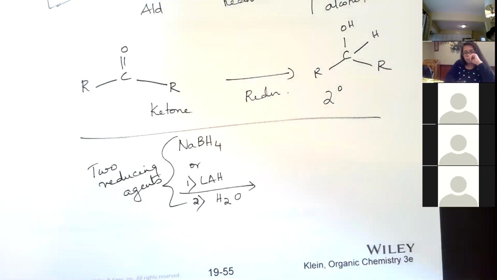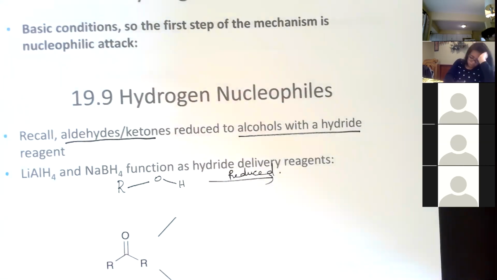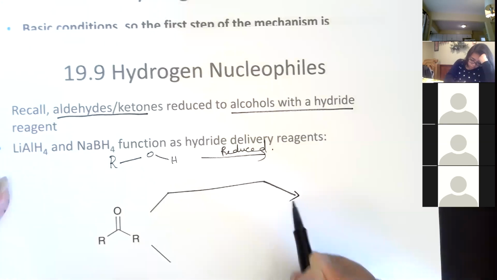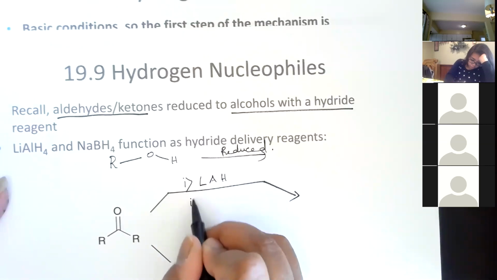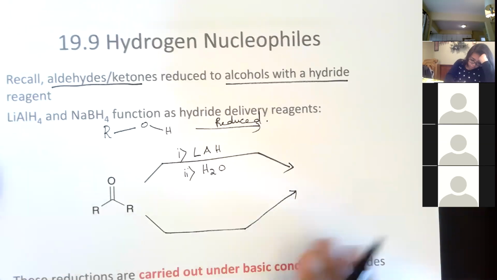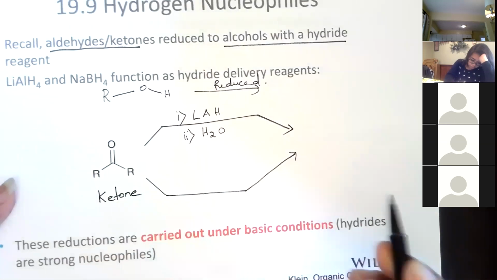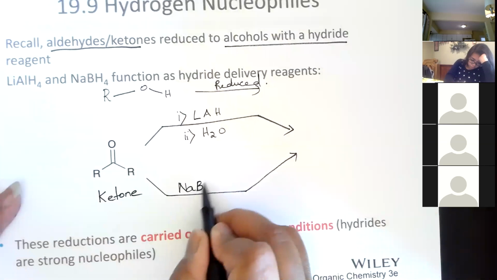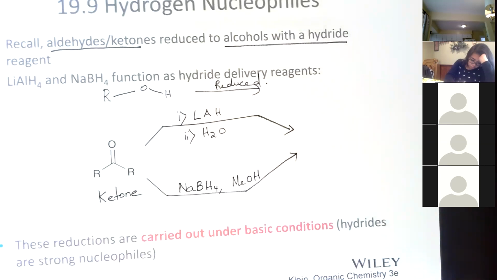I guess that's what you write here. Going back to the slide. This, by the way, is a ketone. With NaBH4, you can use an alcohol along with this. So I think that's what Hutch meant.